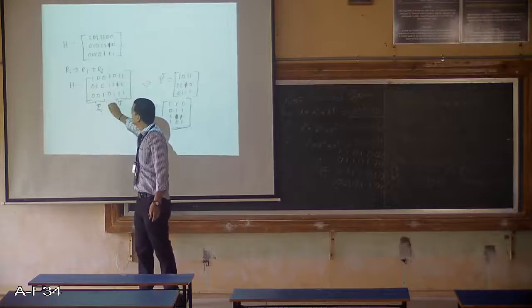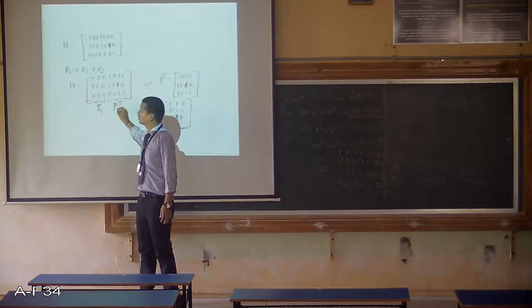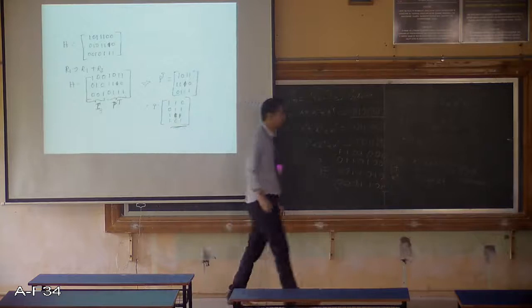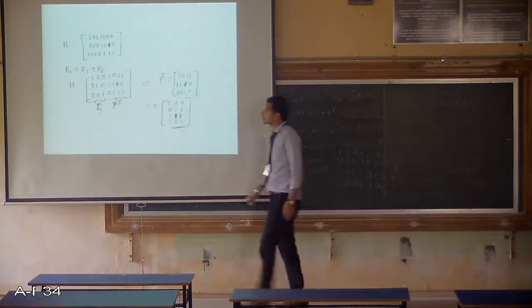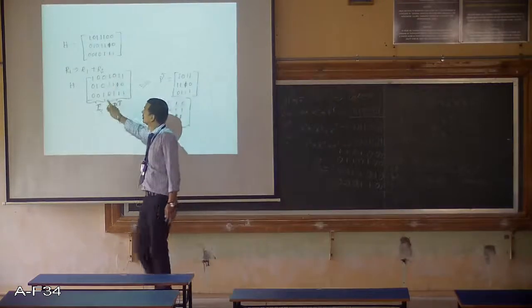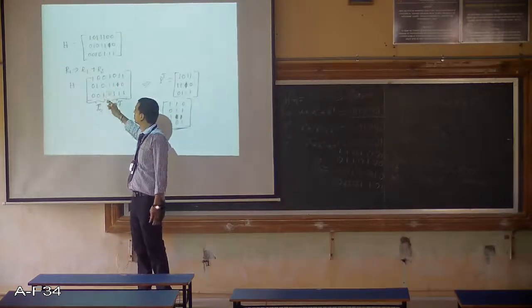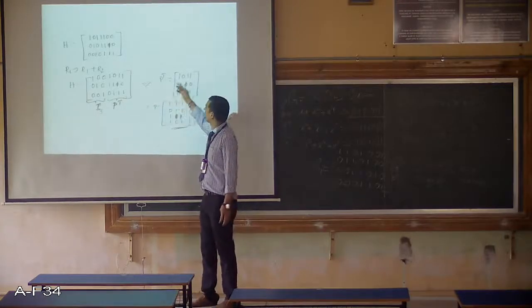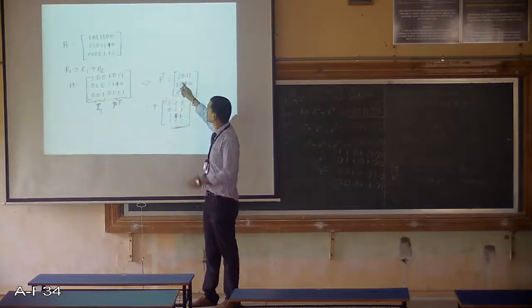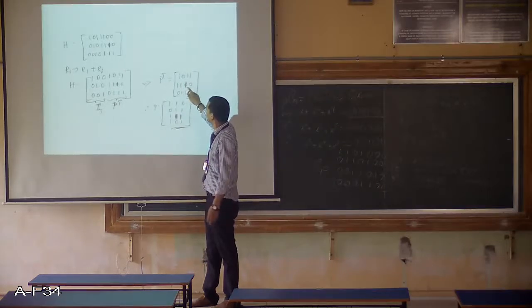This is the identity matrix. Sorry, I have written it with respect to parity. This is the transpose here. This is a clear identity matrix followed by the transpose of parity. This is parity; I have written it separately: 1 0 1, 1 1 1, 1 1 0, 0 1 1.